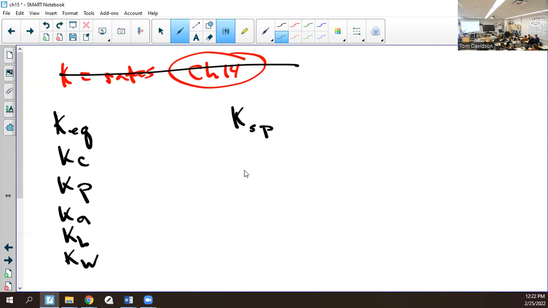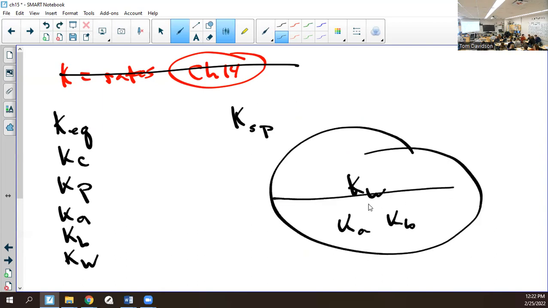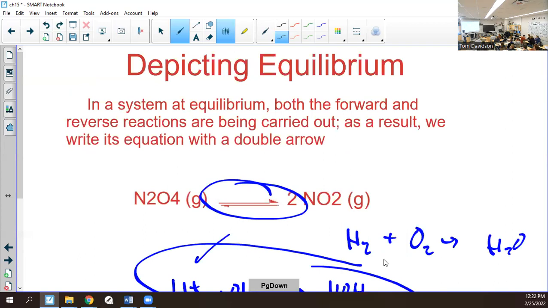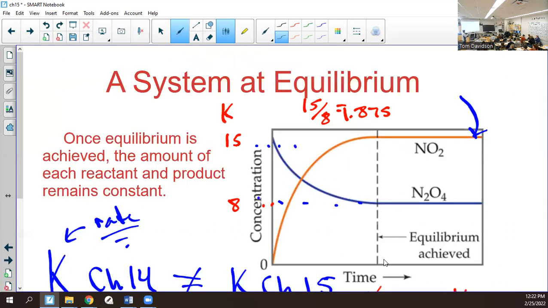Boom. And KSP, that's the easiest of all of them. That means the solubility product. What? There should be a K. Oh, yeah. K, W, K, A, K, B. Okay, here we go.